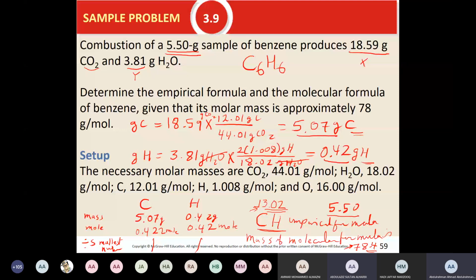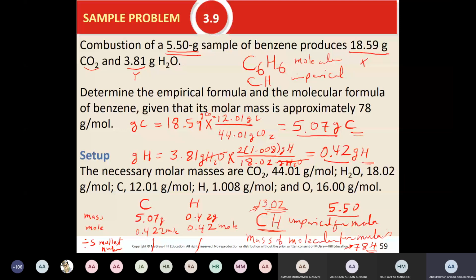So the molecular formula is C6H6. Is this clear? And the empirical formula is CH. This is empirical, and this is molecular.